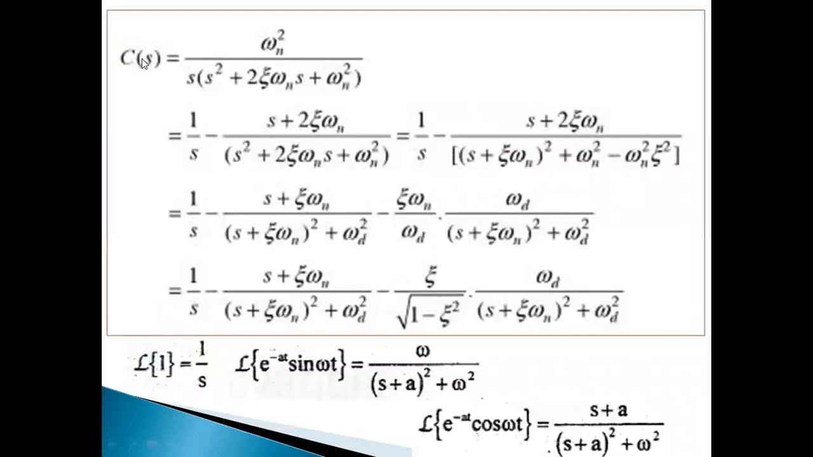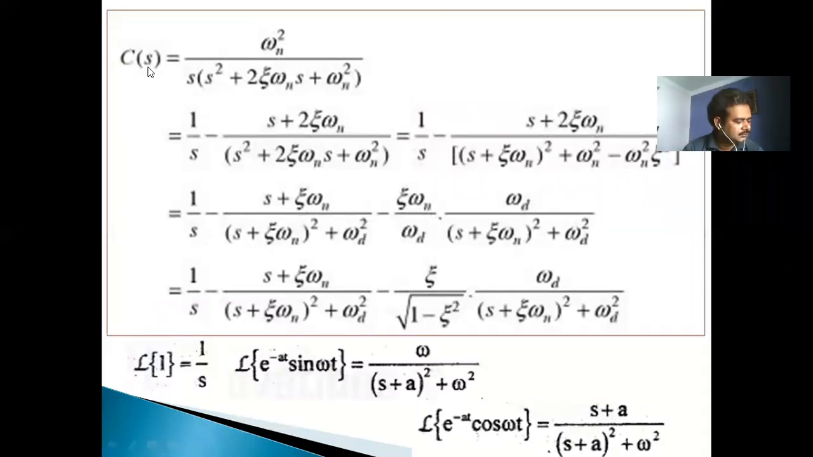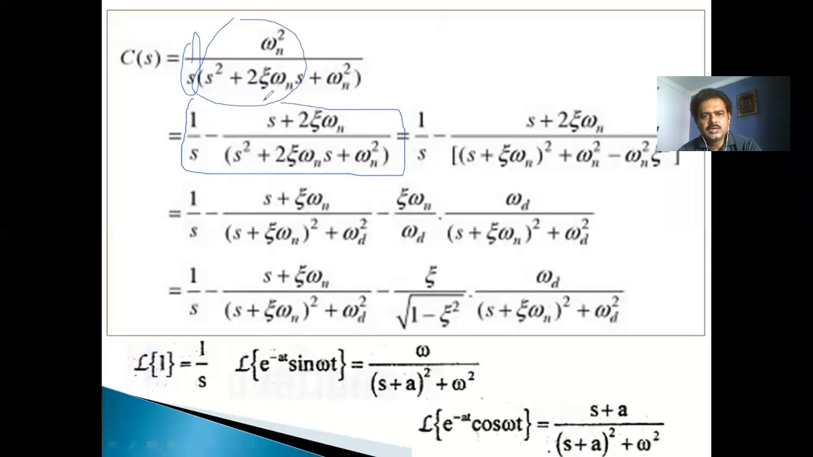Now C of s is equal to omega n square, where this part is the input, 1 by s. So this is our system transfer function, the second order system transfer function. Now using partial fractions, we have already done that for this portion.